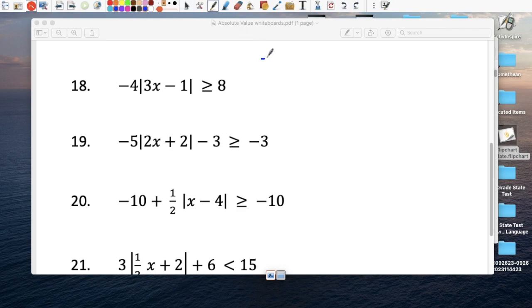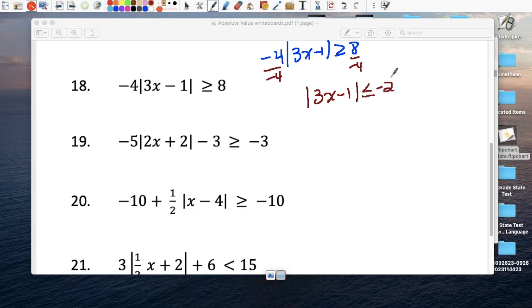Negative 4, absolute value of 3x minus 1. We have to simplify a little bit. So let's divide both sides by negative 4. If I divide both sides by negative 4 in an inequality, I have to switch the signs. So it's the absolute value of 3x minus 1, and it's going to be less than or equal to negative 2.